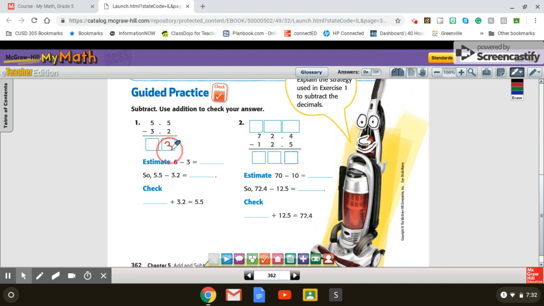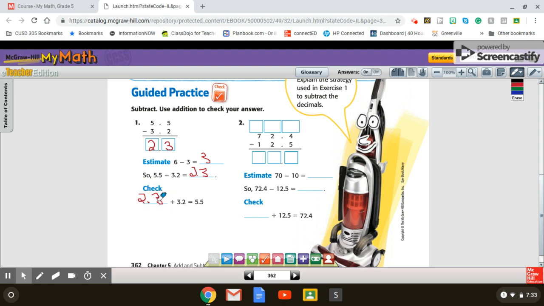Okay, so yes, 5 minus 2 is 3. 5 minus 3 is 2. If you estimated that, you'd get 3. So 5 and 5/10 minus 3 and 2/10 equals 2 and 3/10. And we could check that by adding them up to find out that yes, that would be the correct answer.